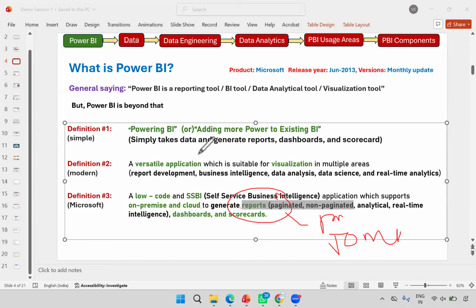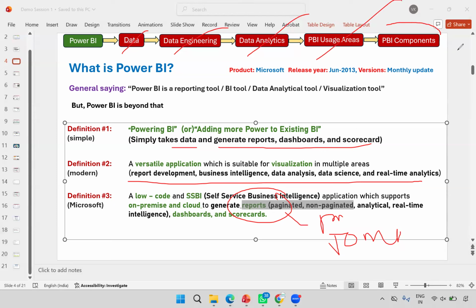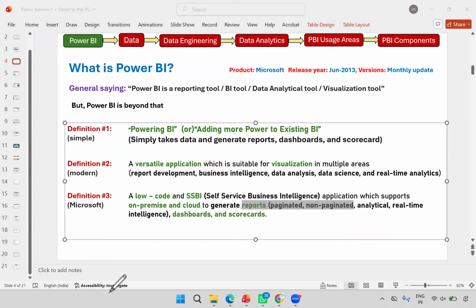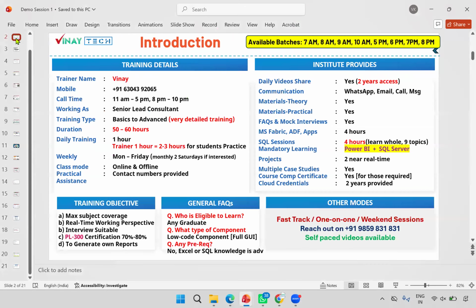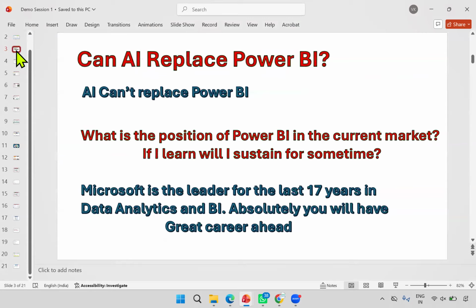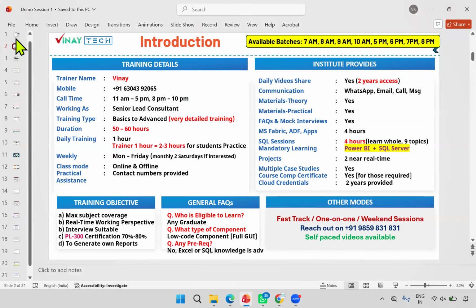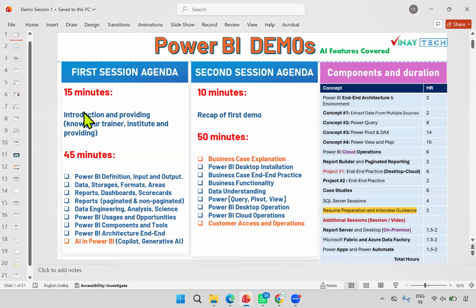Today I explained what Power BI gets, what it generates, and what are the areas we use, and the opportunities. These are all clearly explained: data engineering process, analytical process, Power BI usage area. Components were not covered due to lack of time. Tomorrow I will start this. So this is what I covered today: first the introduction part, know your institute, know your trainer, and then Power BI usage area, market opportunity, etc.